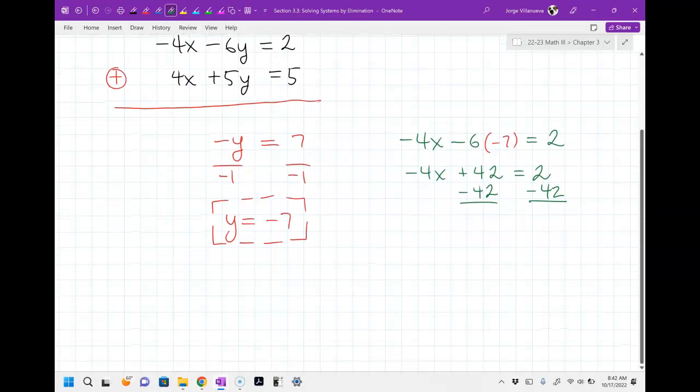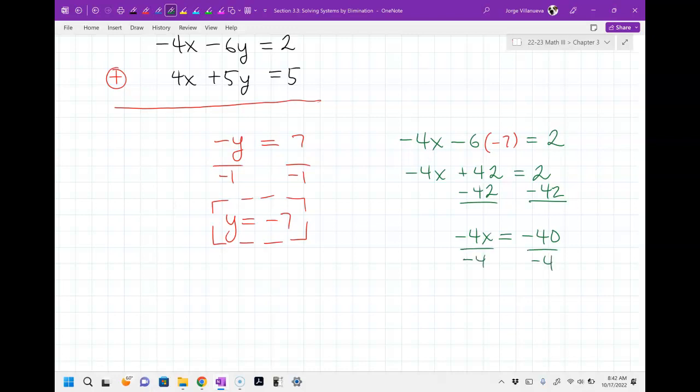That's going to give me negative 4x equal to negative 40. If I divide both sides by negative 4, I'm going to get my answer. Dividing by negative 4, I get x equals 10. So I have my two values, my x and my y. Let me write them down: x is 10, y is negative 7, and this is my solution.